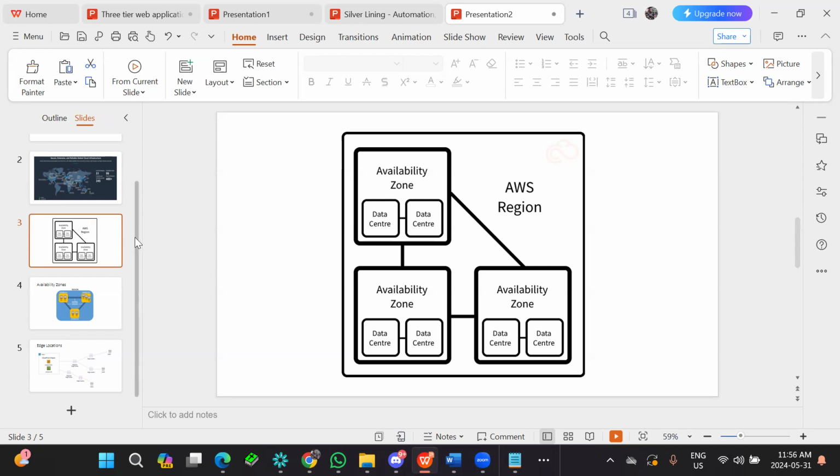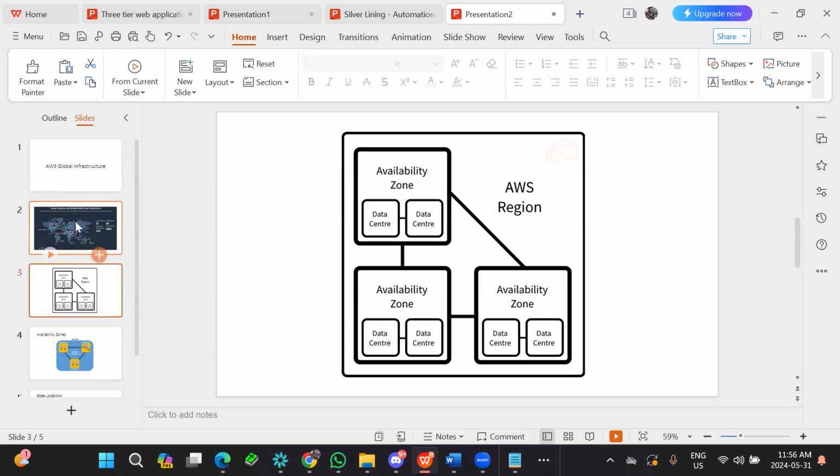So this is the brief overview of the AWS infrastructure. We talked about the regions, availability zones, and the edge locations, and the importance of having such a massive presence worldwide.